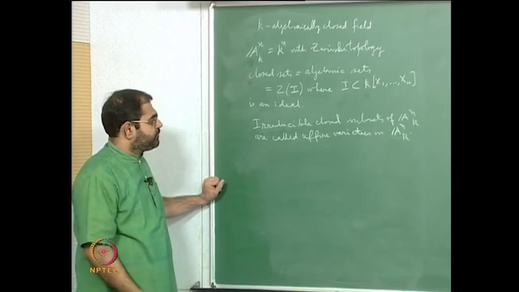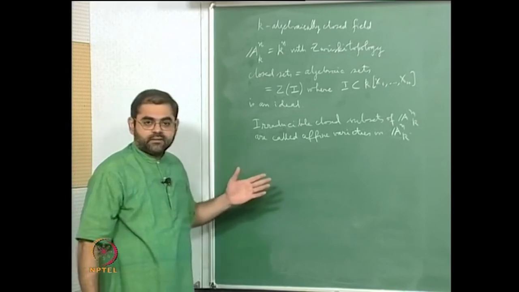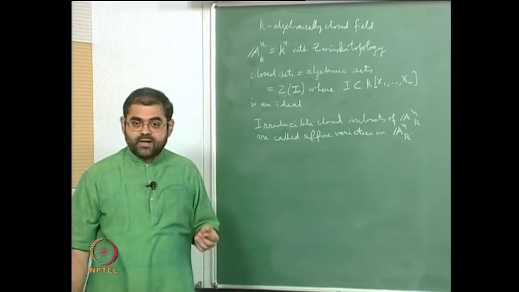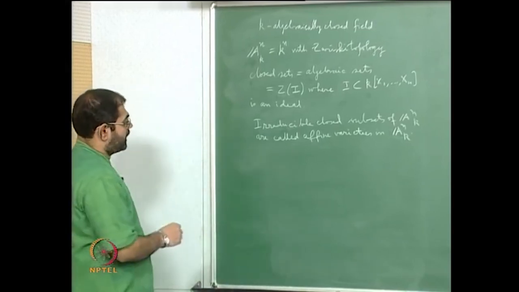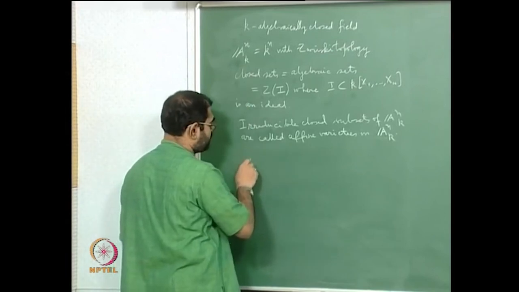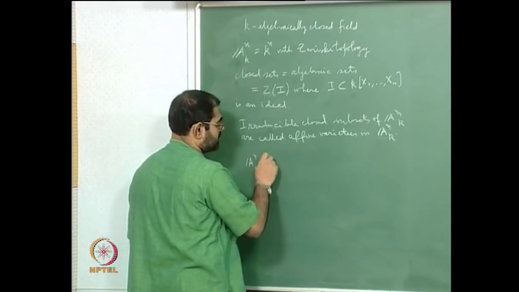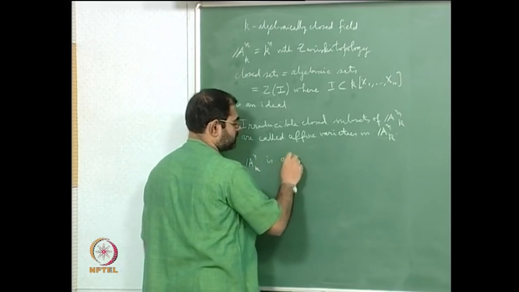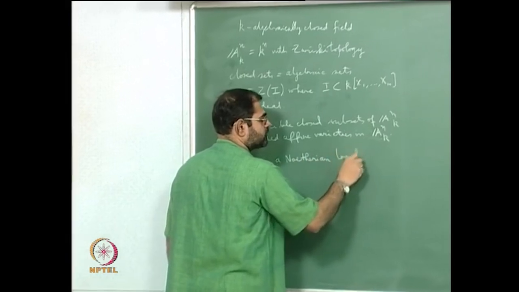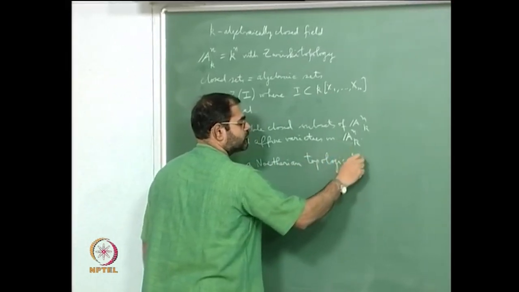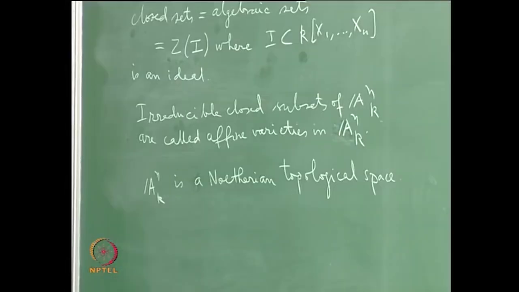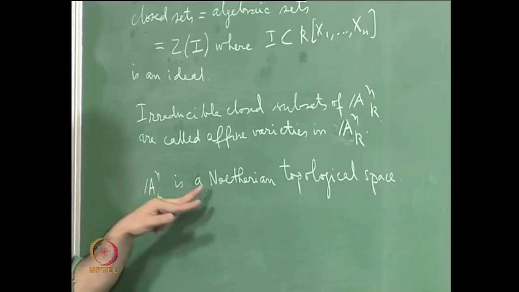Now how do you prove that? The answer to proving such a theorem is the Noetherian property. Last time I defined what is meant by Noetherian: A^n over K is a Noetherian topological space. So let me quickly recall this. Let me tell you the reason.